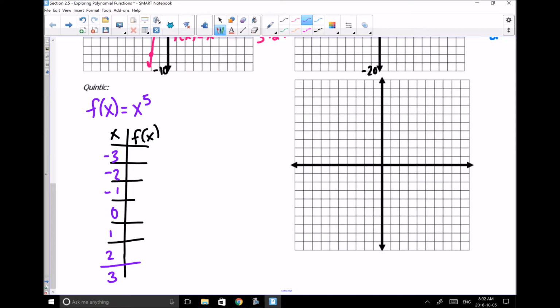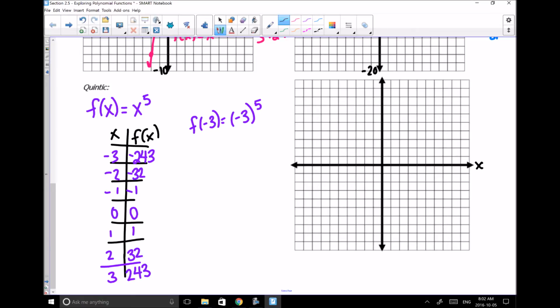And when I do this right here, I'm going to figure out f of -3 is -3 raised to the power of 5. So now I've got an odd number of negatives being multiplied together, so this should be -243, because when I multiply 3 by itself, 5 times I get 243, and since it's negative, this will be negative. This should be -32. This should be -1, 0, 1, +32, and then +243, okay?